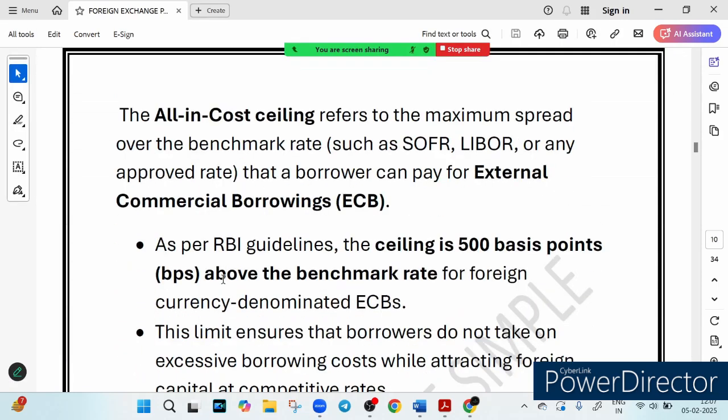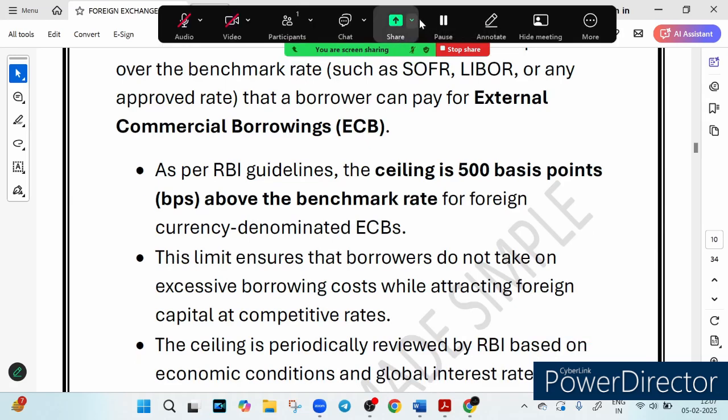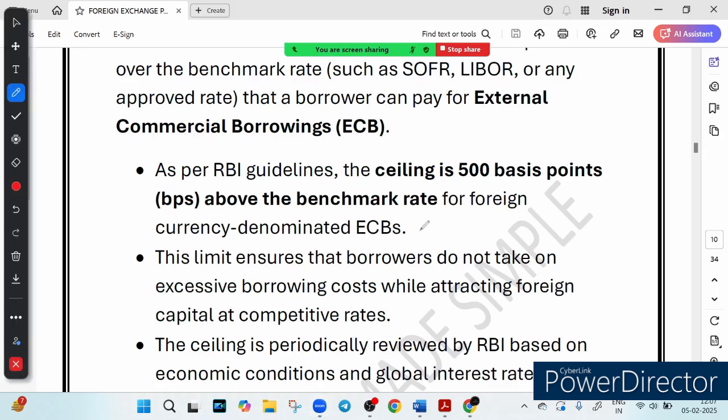So what we have learned is that 500 bps is allowed by RBI, and the benchmark rate should be SOFR. What is SOFR? You know, right? It can be SOFR, it can be LIBOR, or it can be any approved rate, right? And authorized dealers do not decide this limit, RBI decides this limit, right? And the ceiling is reviewed periodically based on economic conditions. I hope this makes your concept clear. Now let's move to the next question.